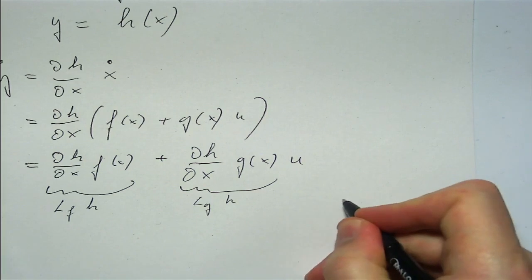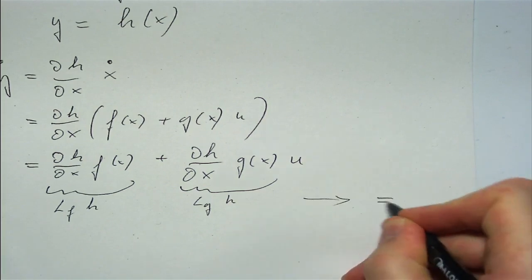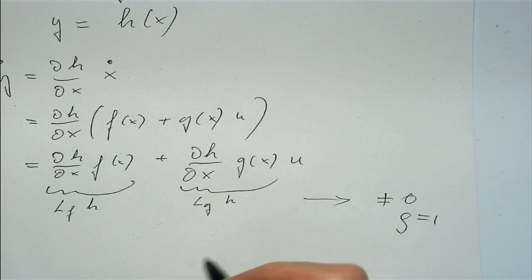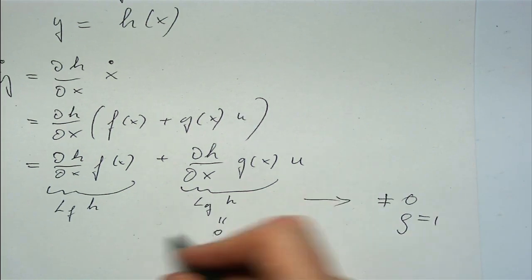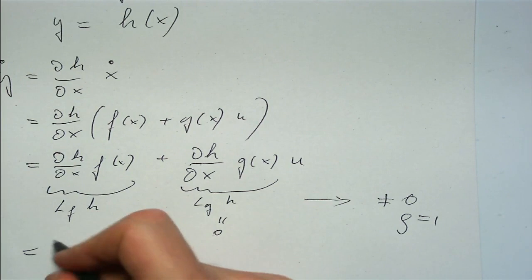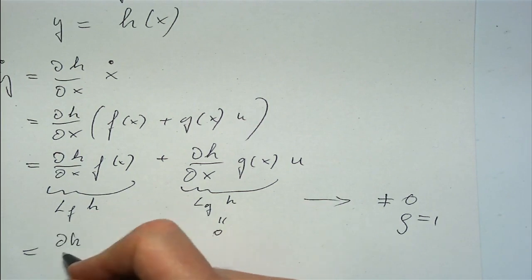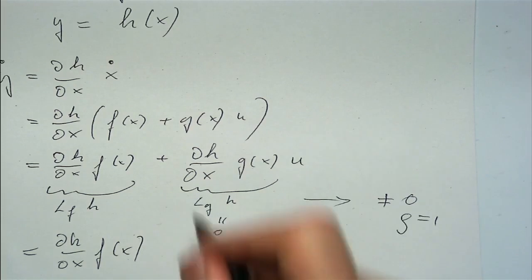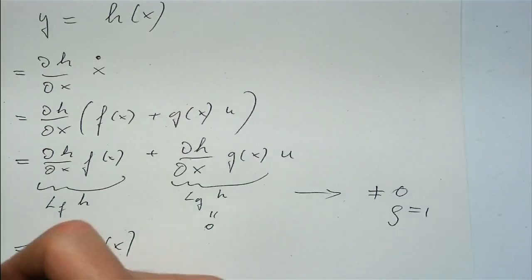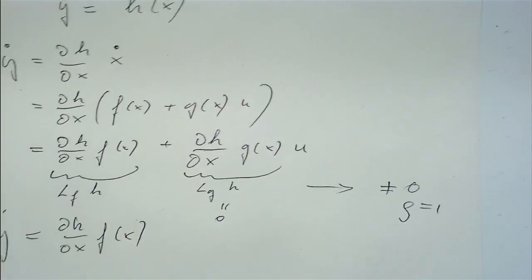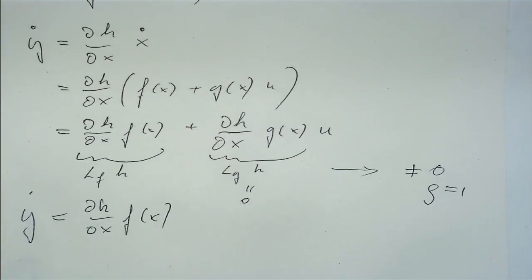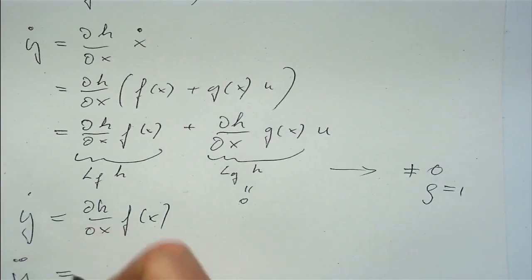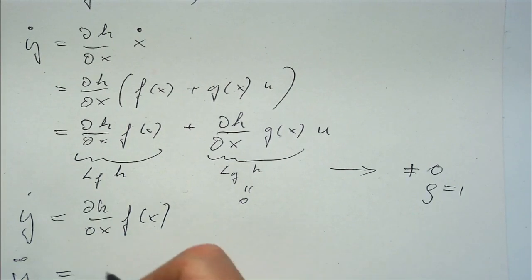So we want this non-zero. If this here is non-zero, then rho equals 1. But if this is 0, then we know effectively dh dx f of x, and this thing is gone there, and we have this one there. But then we can get the second derivative and just simply continue.